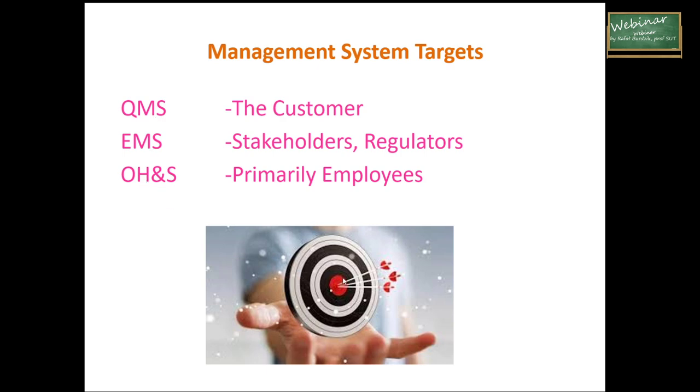So if we are talking about the integrated management system, following those three management systems: quality, environmental, and health and safety, we should consider all those targets as our business targets. So it shows that we are thinking about customers, about stakeholders and regulators, and about employees. So it means that we are on a good way to achieve success with our business.